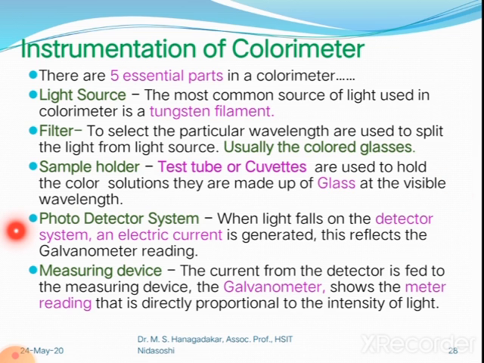Then the fourth component is the photo detector. When the light falls from the sample holder, it is analyzed by the photo detector, converting it into electrical current. Then the measuring device: the current from the detector is fed into the measuring device, usually the galvanometer, which shows the meter reading that is directly proportional to the intensity of the light absorbed by the medium.